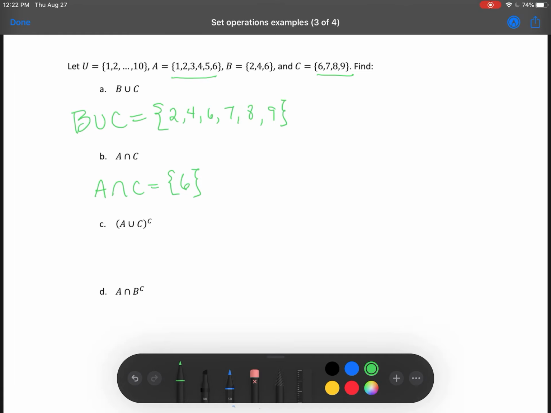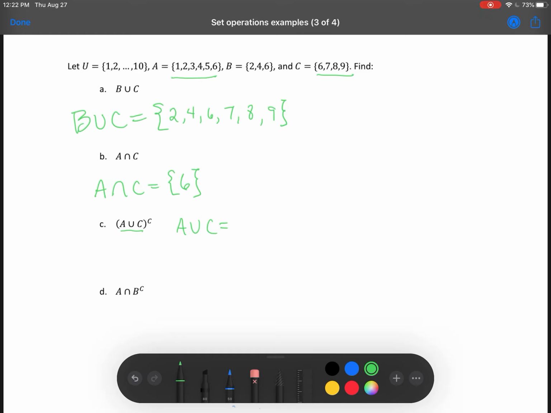All right. For C here, we have A union C in parentheses, and then remember that the C up here means complement. Okay. So just like we would with arithmetic, we need to obey an order of operations when we're doing operations on sets. So the first thing I'm going to write down is kind of scratch work. I'm going to find out what is the set A union C, and then once we have that, we'll find the complement of it.